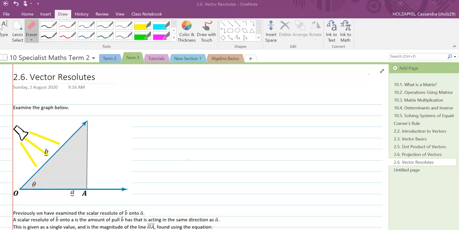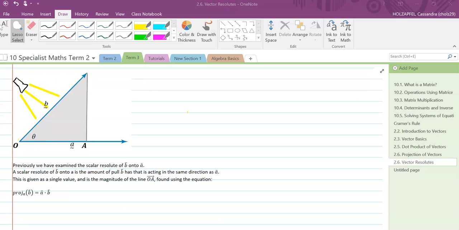Today we are going to be having a look at vector resolutes. Previously we have examined the scalar resolute of B onto A, and we used the term shadow to describe what was happening here. So if we were to imagine a torch that's shining down from B, what is the length of that shadow along A? In other words, what is the length of this particular line along here?